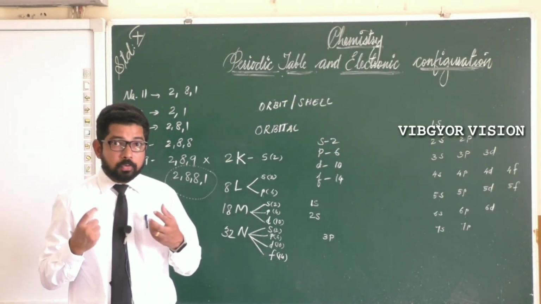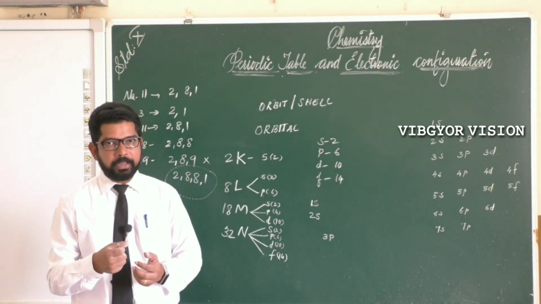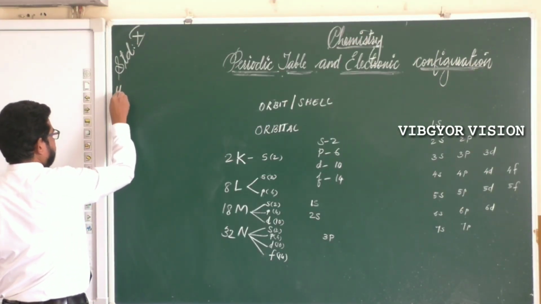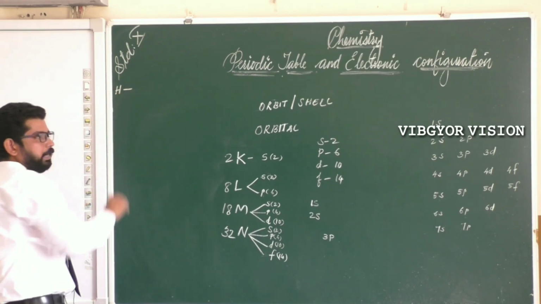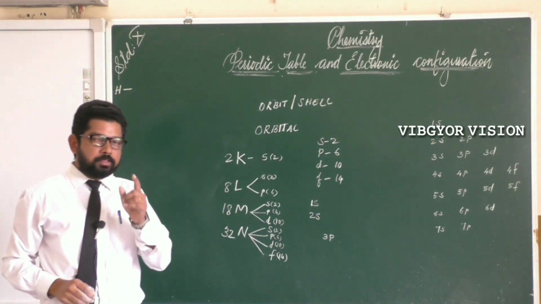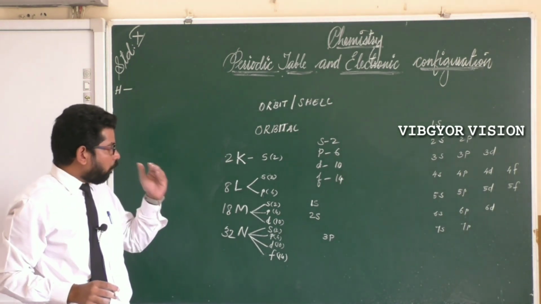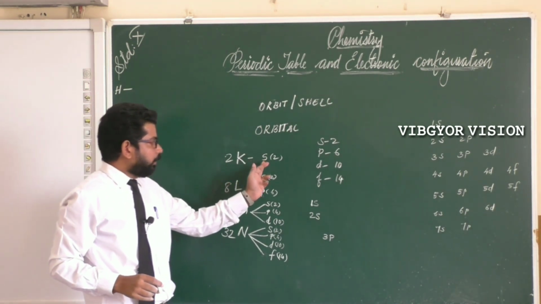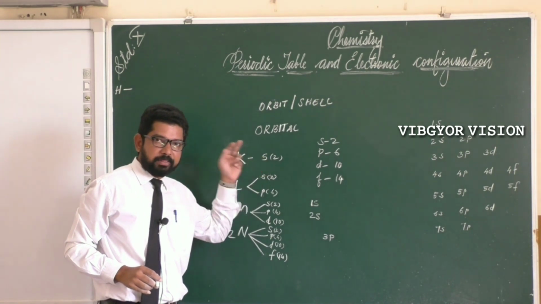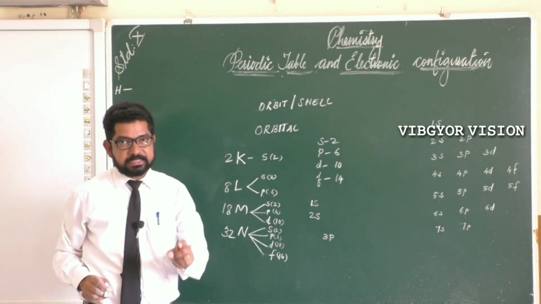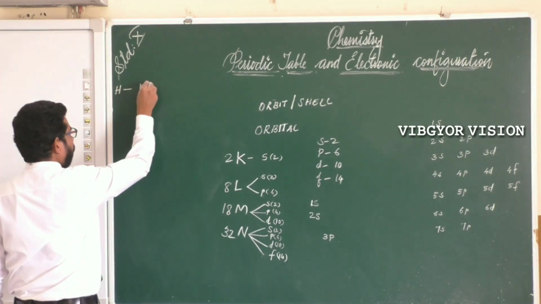Now we can see how we can write the subshell electronic configuration. Let us write the configuration of hydrogen. What is the atomic number of hydrogen? The atomic number of hydrogen is 1, so it contains only one electron. That electron goes to the lowest energy level. 1s has the lowest energy level, that means the s subshell of the K shell has the least energy. So it goes to 1s.